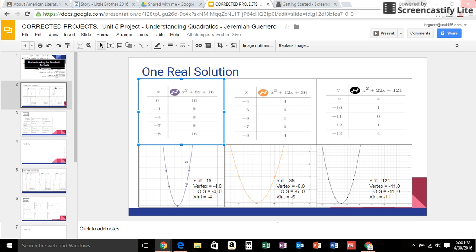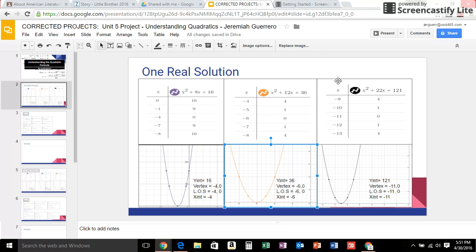This graph here, the y-intercept is 16, the vertex is (-4, 0), and that's where the line of symmetry is. The x-intercept is -4. For this graph, the y-intercept is at 36, which won't be able to show on this graph. The vertex is at -6, and that's where the line of symmetry is, and that's where the x-intercept is.